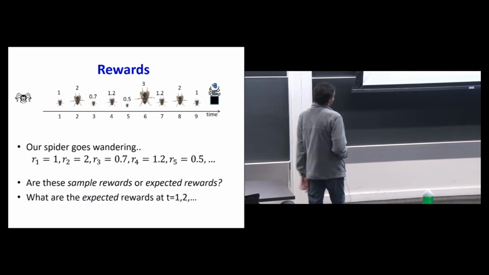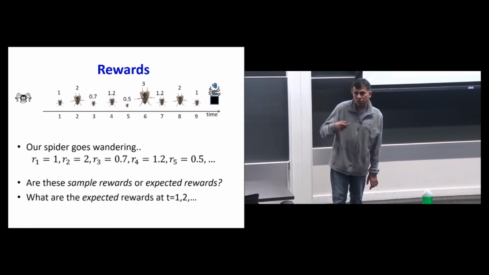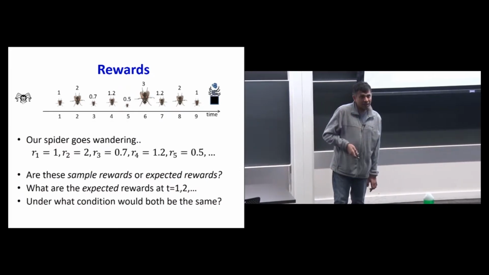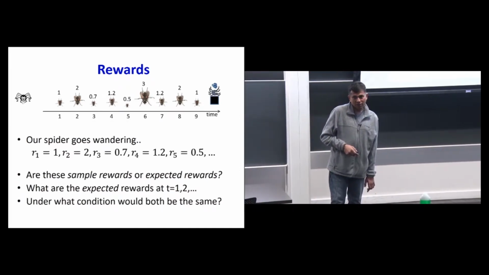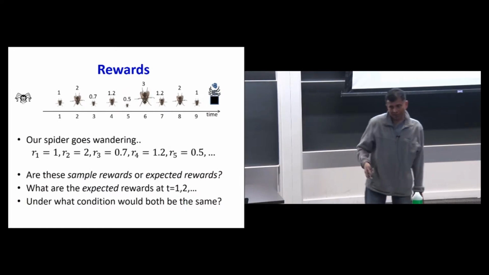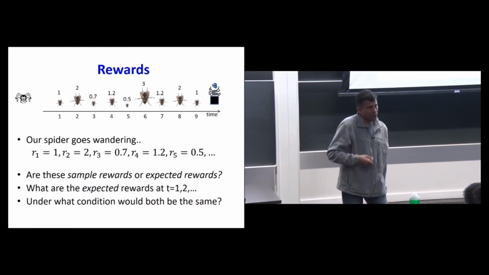Now, what are the expected rewards? You have no way of knowing. You need to know the distribution. Just a single sample is not going to tell you anything unless the probability distribution is a delta. You have only one fly at each corner, right? And you have only one way to go through the whole process. So unless the entire process is deterministic, it's always going to be a sample reward, right?